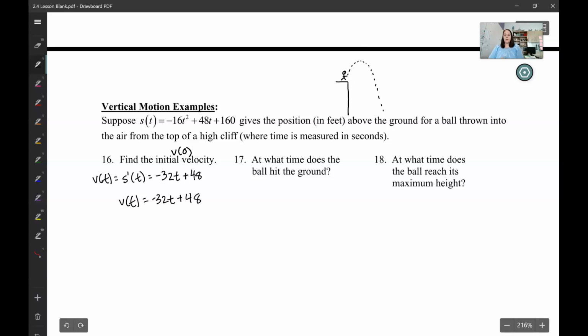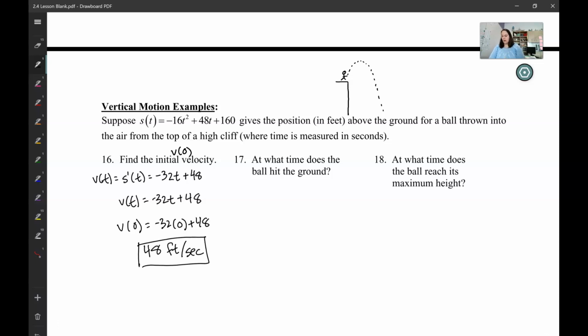This one asks for initial velocity, so that would be v of 0, which is going to be 48. Now this is a velocity problem, so it's going to be feet per second. We have feet and seconds.